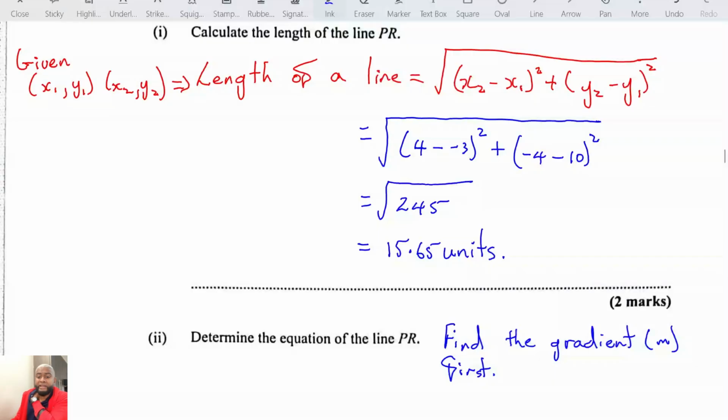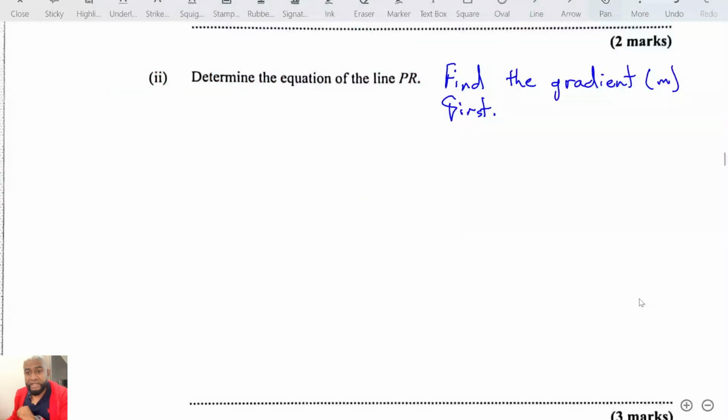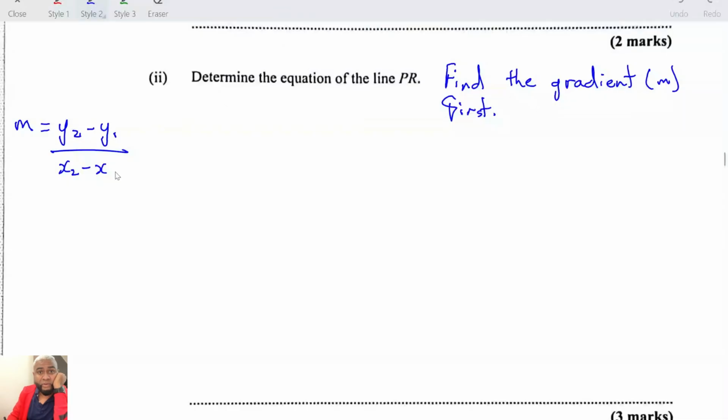Find the gradient of a gradient. Who does that? This question is 3 marks. This is a big question, but formula for gradient, hit me. Gradient, which is commonly m, is y2 minus y1 over x2 minus x1. We have y2 and y1 above. Somebody just give me what y2 and y1 are, please.